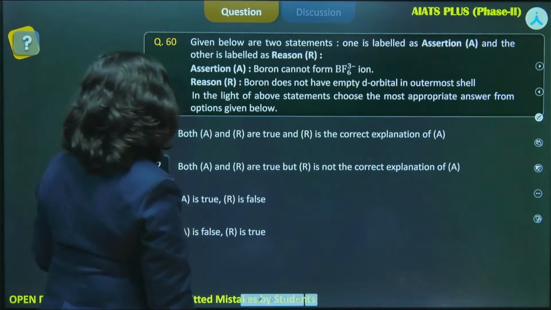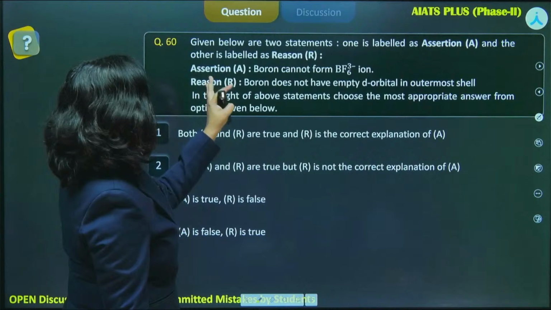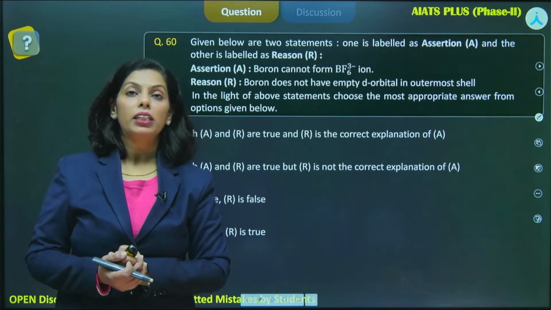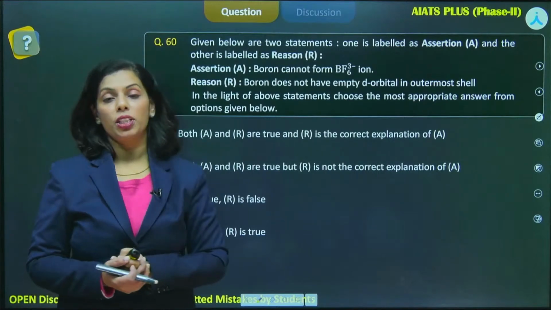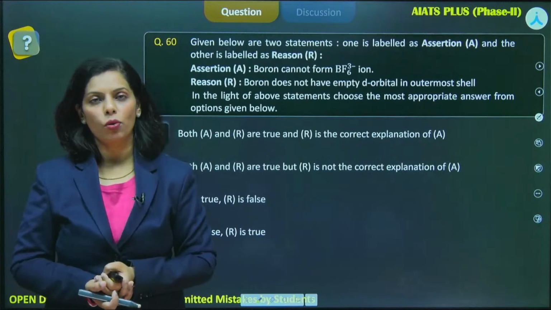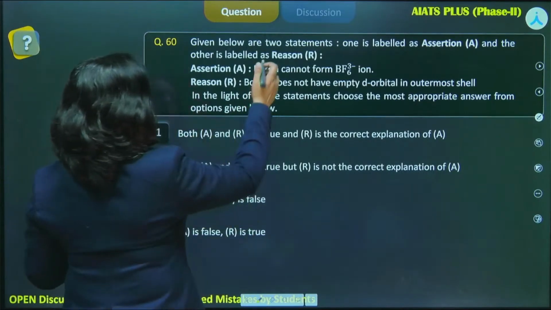So now the question number 60 we have. In the question, okay, so very important category of the question with respect to NEET, assertion reason type of question. Even in your board exam also, if you are in the 12th standard, you find that this type of questions are also there. Okay, so let's understand what is asked in this question.